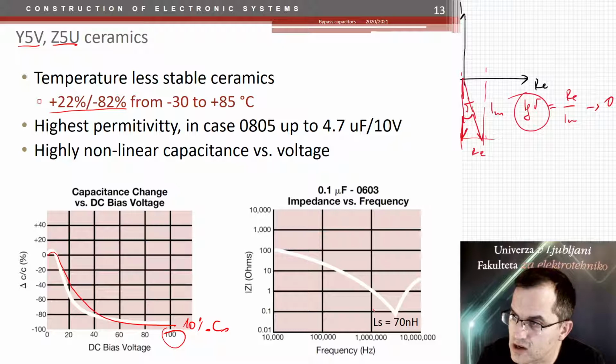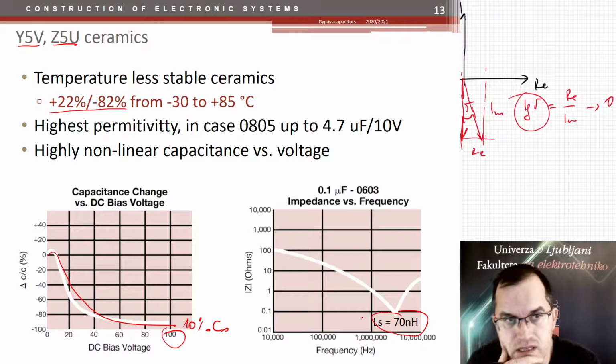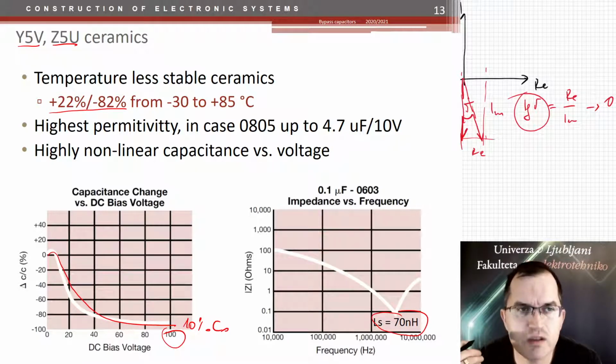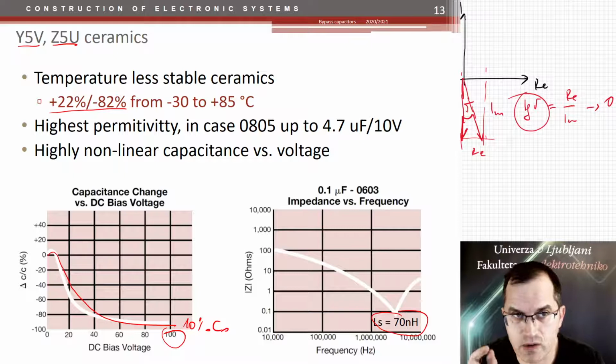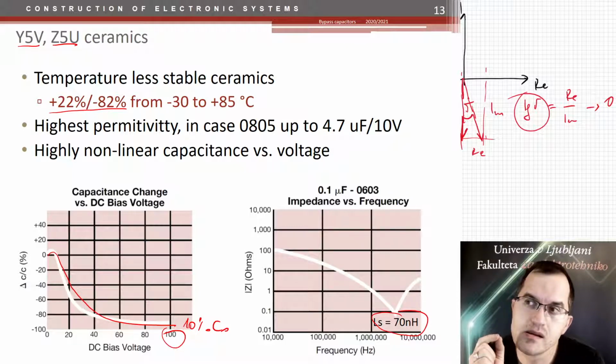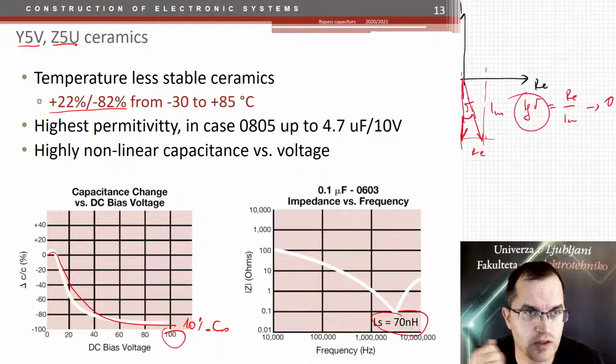Well, let's check here. 50 nanohenries, 70 nanohenries even, the series inductance. So why would someone buy such a capacitor in the first place? Well, because you get the highest capacitance in a small case, but it doesn't help you much if the capacitance drops with voltage really, really fast.